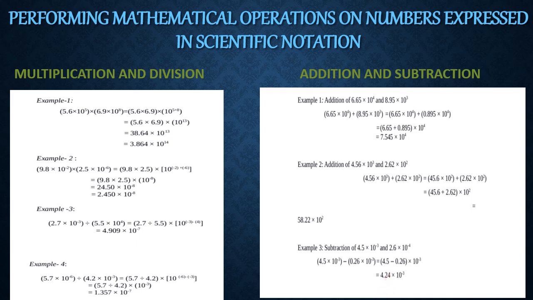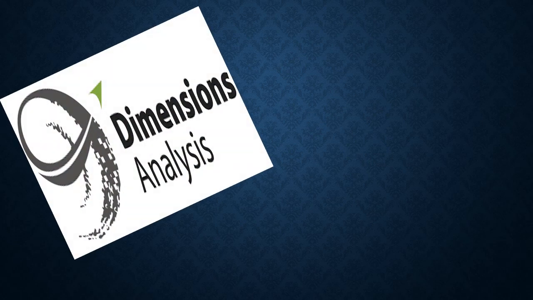So in this way we will use scientific notation for multiplication, division, addition, and subtraction. The only thing is, in the case of addition and subtraction, we have to equalize the powers of 10, so that it is easy for us to go for the calculation. Next slide. A small unit to discuss on dimensional analysis. What is dimension?